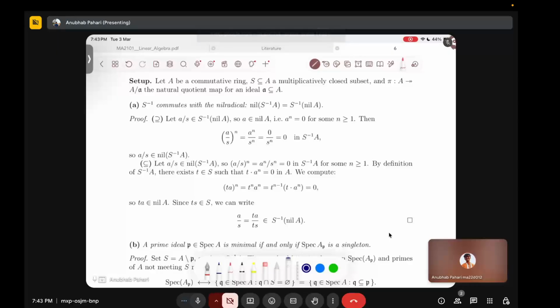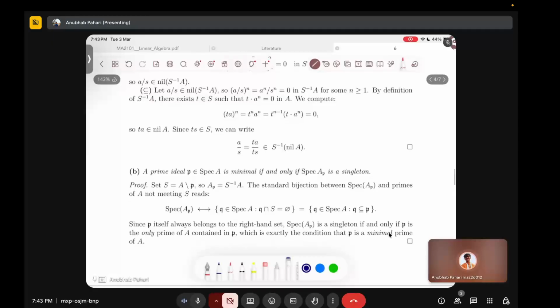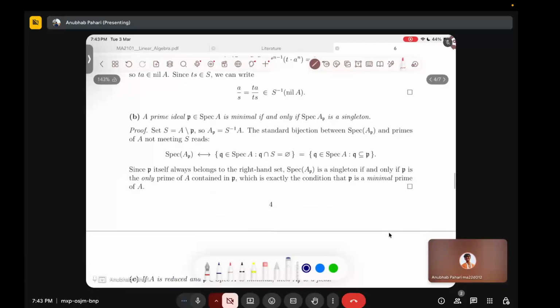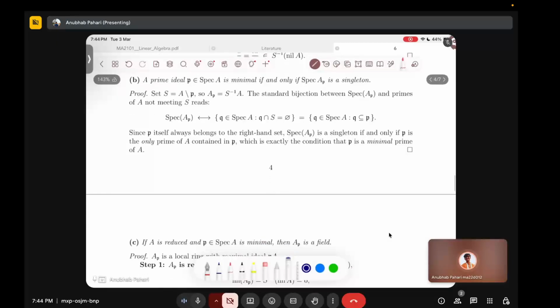Okay, so let us start solving this. The prime ideal p of Spec A is minimal if and only if Spec A_p is a singleton. Set capital S to be A minus p, so A_p is S^{-1}A. The standard bijection between Spec A_p and primes of A not meeting S reads: Spec A_p is in one-to-one correspondence with {q in Spec A such that q intersection S is empty}, which equals {q in Spec A such that q is contained in p}. Since p itself always belongs to the right-hand set, Spec A_p is a singleton if and only if p is the only prime of A contained in p, which is exactly the condition that p is a minimal prime of A.